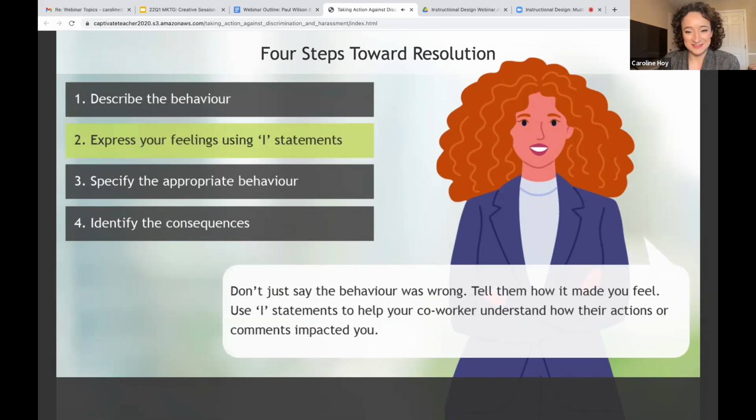Express your feelings using I statements. Don't just say the behavior was wrong. Tell them how it made you feel. Use I statements to help your coworker understand how their actions or comments impacted you.